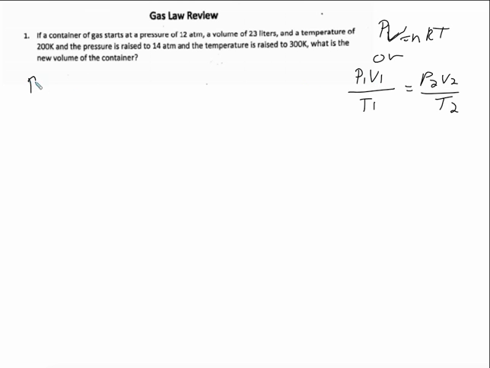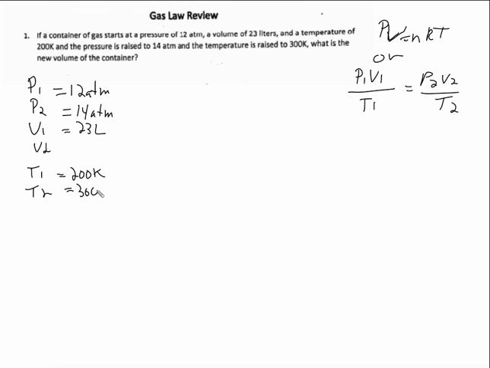So what I do is I just make a list of the givens. P1, P2, V1, V2, T1, T2. If a container of gas starts out at a pressure of 12 atmospheres, so I'm going to put that there, and a volume of 23 liters, and a temperature of 200 Kelvin, and the pressure is raised to 14 atmospheres, and the temperature is raised to 300 Kelvin, what is the new volume? So we're looking for V2. So we have the equation, P1 V1 over T1 equals P2 V2 over T2.